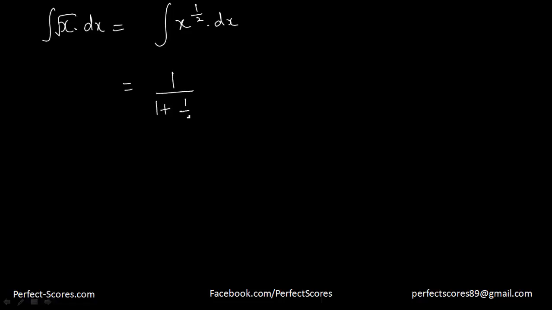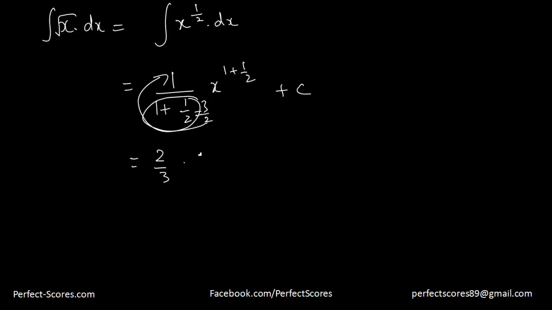Now let's suppose you want to find the antiderivative of square root of x, which is x raised to the power 1 by 2 dx. That is going to be 1 over 1 plus 1 by 2 into x to the power 1 plus 1 by 2, plus c. This is going to be equal to 3 by 2 in the denominator, which means this 2 will go up, and we'll have 2 by 3 into x to the power 3 by 2, and plus c. Fine. So this is going to be the antiderivative of this function over here.